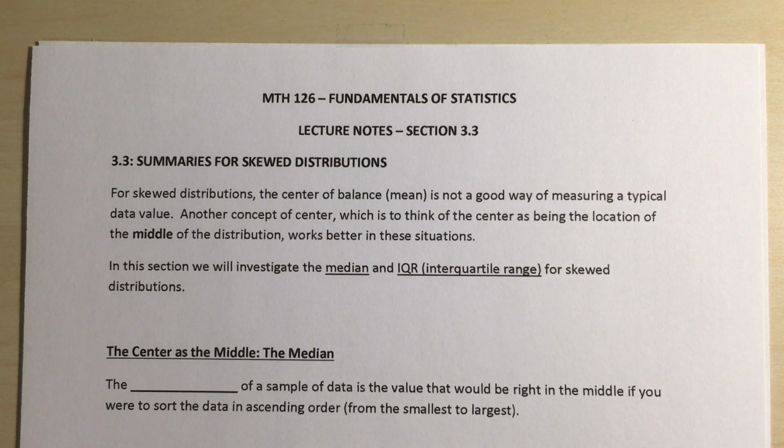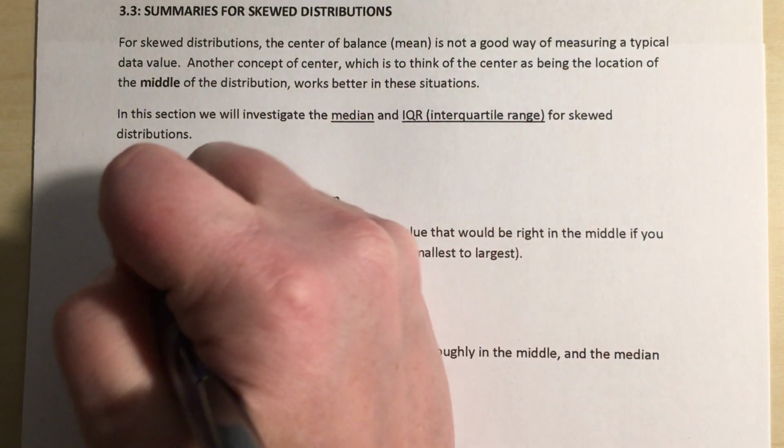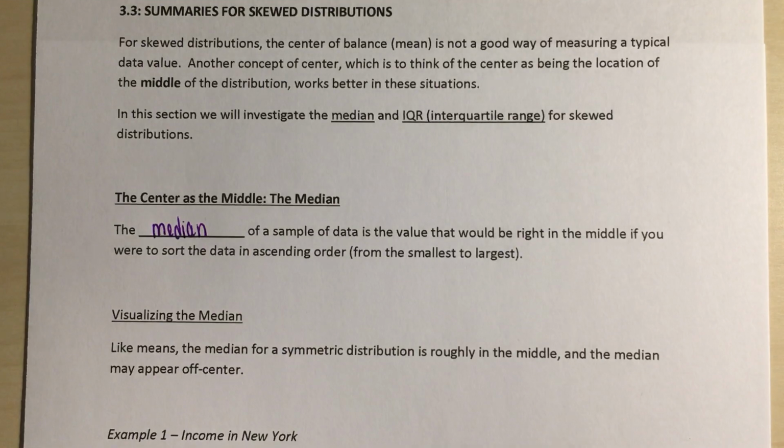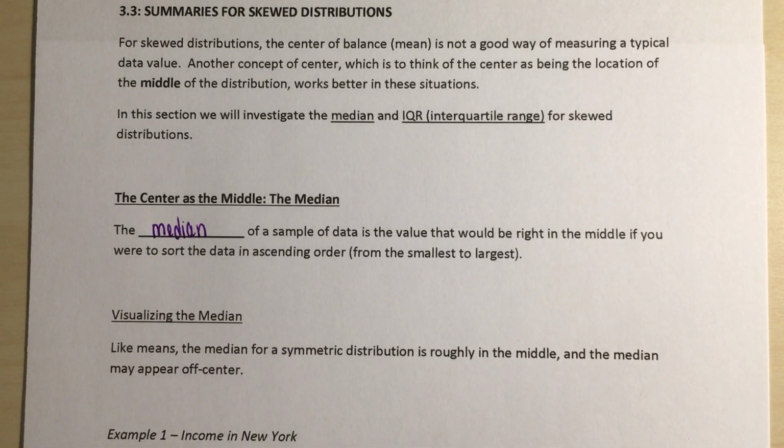All right, so to start with, the median of a sample of data is a value that would be right in the middle if you were to sort the data in ascending order, meaning from smallest to largest.